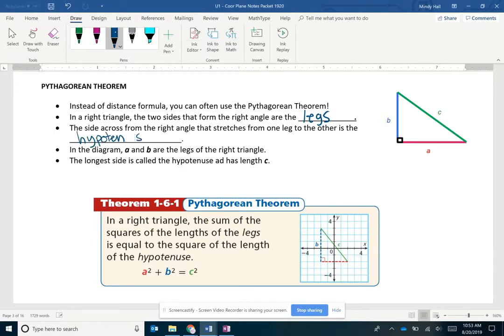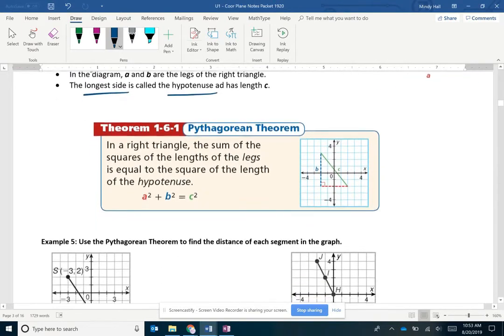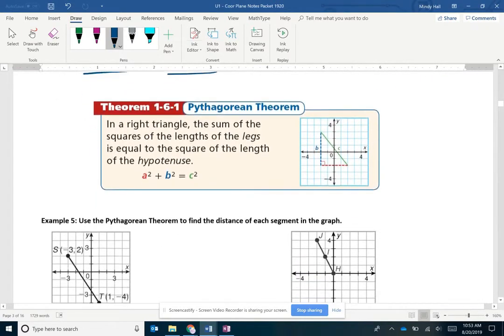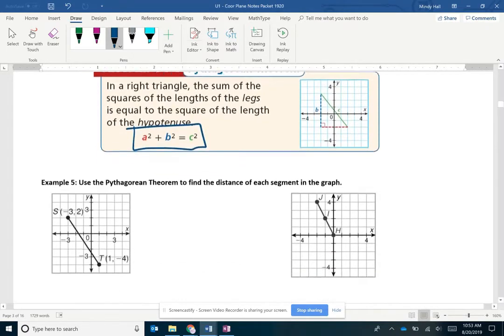Oops, I almost spelled hypotenuse wrong. Hypotenuse. All right, so in the diagram, A and B are the legs, and C is the hypotenuse. Also note this hypotenuse is always the longest side of a right triangle. So the Pythagorean theorem is a squared plus b squared equals c squared. Many of you have already heard it, but in case you haven't, you just take your legs, square them both, and then add them together to get your hypotenuse squared.